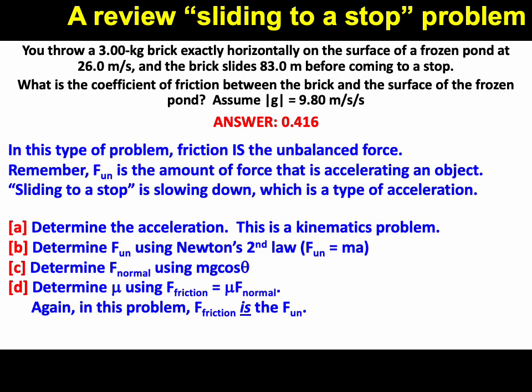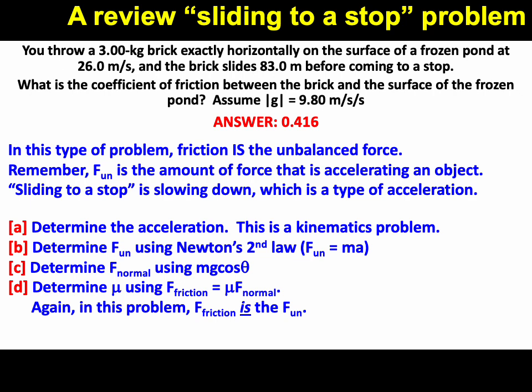So this is a case where friction is the unbalanced force. An unbalanced force is whatever causes an acceleration. In this case, it's an acceleration that's making the brick slow down. But you have let go of the brick, so you are no longer pushing against it. The only thing that is changing the speed of the brick is friction. So again, friction is the unbalanced force in a slide to a stop problem.